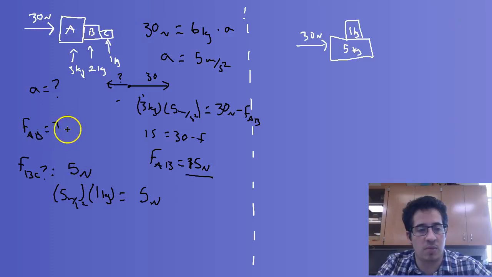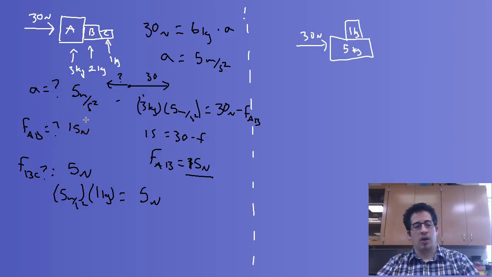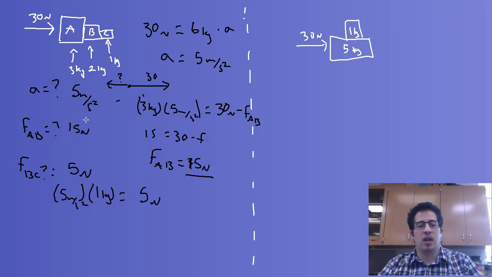The force between A and B is equal to 15 newtons. And the acceleration of the whole system is 5 meters per second squared. Okay, and I know that I went fast, and that might be kind of confusing, but at the end of the day, each piece of mass needs a certain amount of force to accelerate it. This whole system is accelerating together.